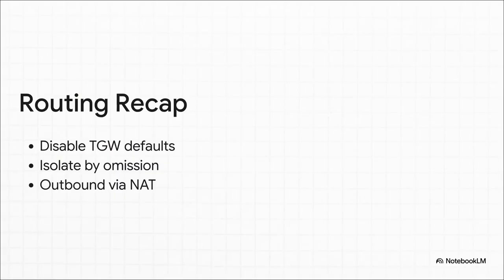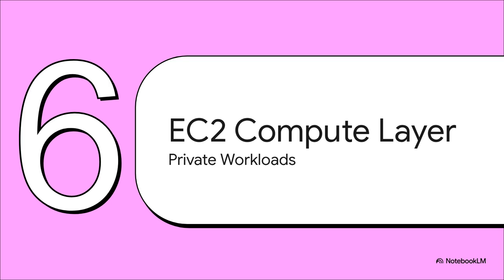To recap, step 5, TGW defaults are turned entirely off. Our specific propagations deliberately isolate dev and prod from each other. And all external internet traffic is securely forced out through the hub's centralized egress via static default routes. Finally, we reach step 6, the EC2 module compute layer.